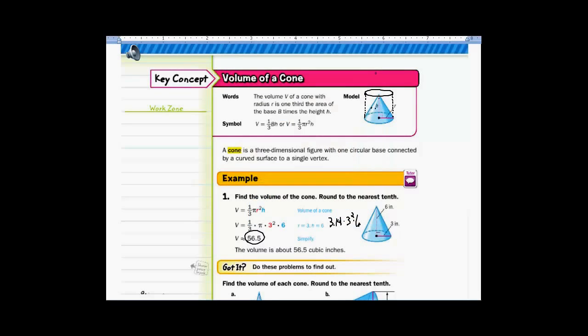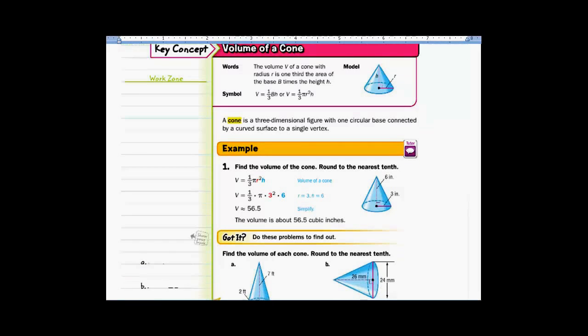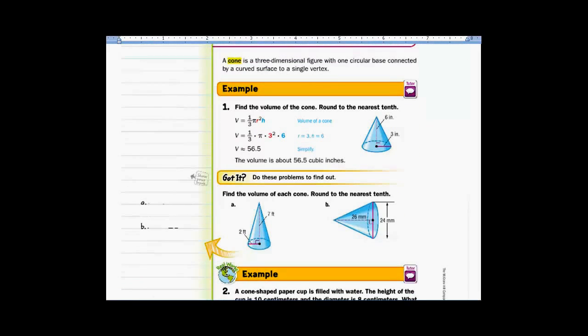Okay. Should be easy. Should be an easy lesson for you. It's just one more step than what we did before. So if you got 8.1, this one should be a breeze for you. So I want you to pause it and try A and B, please.